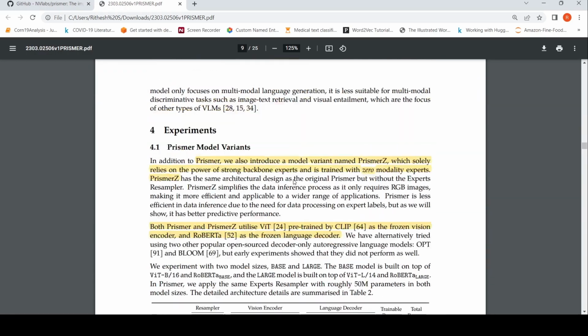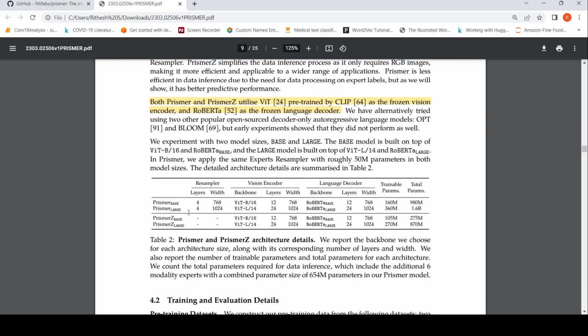So that is about the model. If you look at the model details, Prisma base has 980 million parameters in total, out of which the trainable parameters are 160 million, whereas Prisma large has 360 million trainable parameters and 1.6 billion parameters. Basically the layers in the transformer change between the base and large. For base it's RoBERTa base, and RoBERTa large in Prisma large. Similarly, ViT large for Prisma large, ViT base for Prisma base. So these are the parameters. And this is for Prisma Z, which doesn't have the expert resampler.